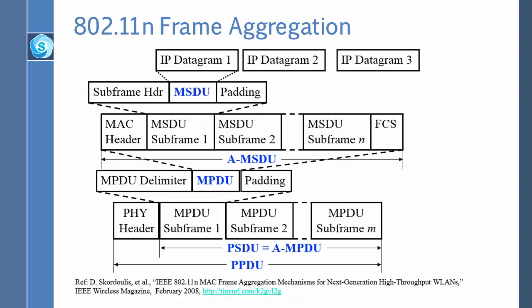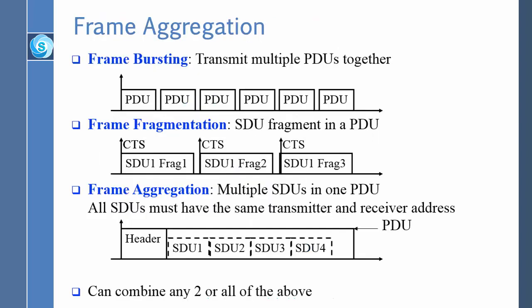And then this becomes PPDU, which is PLCP protocol data unit. PLCP SDU. AMPDU is aggregated MPDU. This is MPDU aggregated. So if you go back here, this would be what? Aggregated PPDU. I mean, basically, this is the physical layer, right?